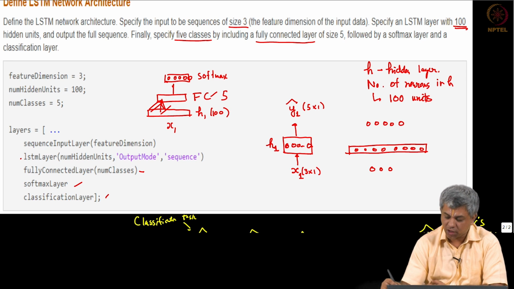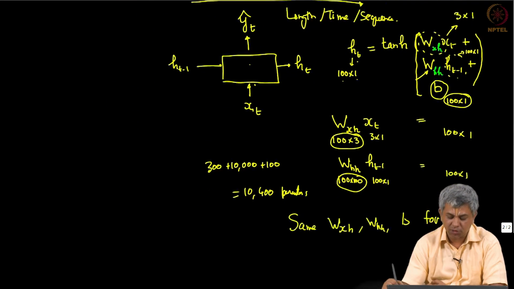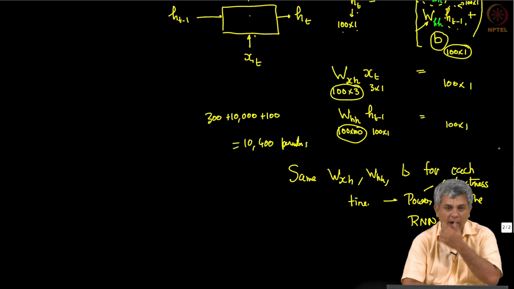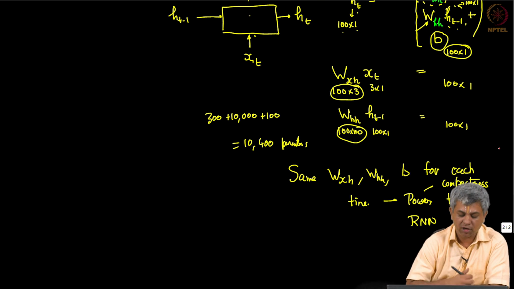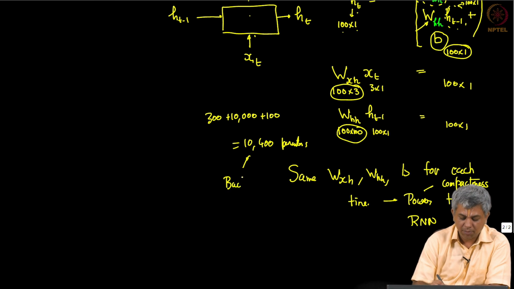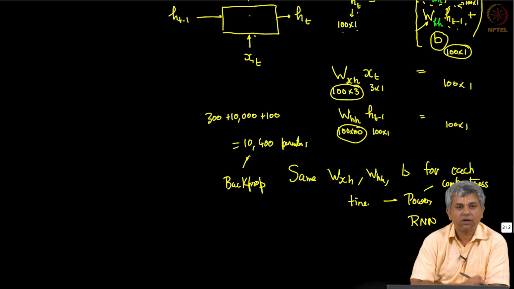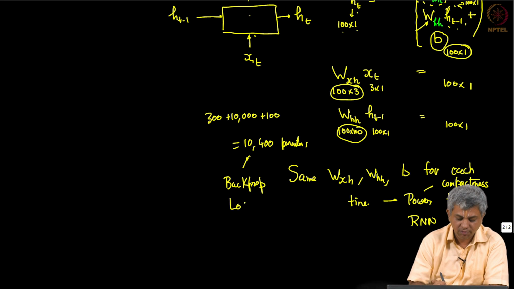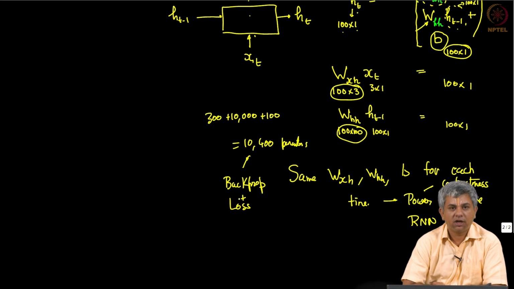Hopefully you also saw the number of parameters that pop up in this problem, in this case 10,400 parameters, and you have to train all these 10,400 parameters via backprop. Now, how do you do backprop for this case? How do you calculate loss in such a case? This we will see in the next few videos. Thank you.